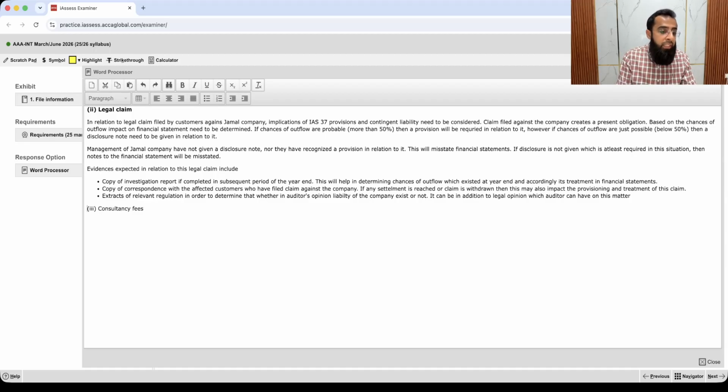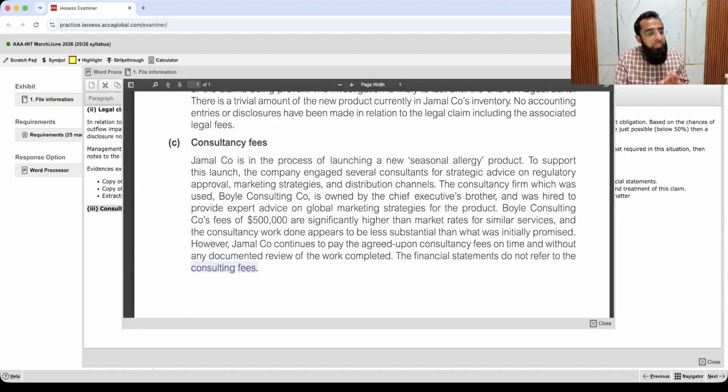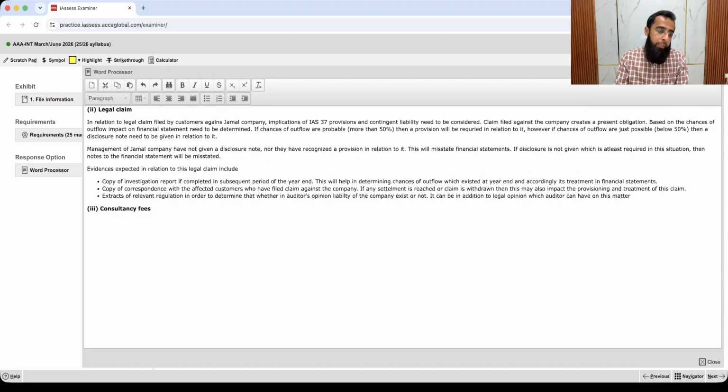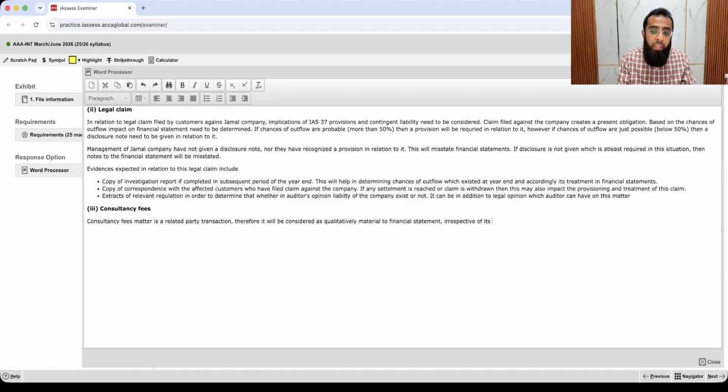So the consultancy piece is the third matter and a very easy requirement. Materiality. Consultancy fees matter is a related party transaction. Therefore, it will be considered qualitatively material to the financial statements irrespective of its amount. It's material, but you don't call it material and pervasive. It's material. And if you will not give a disclosure, it will lead to a qualified audit opinion.